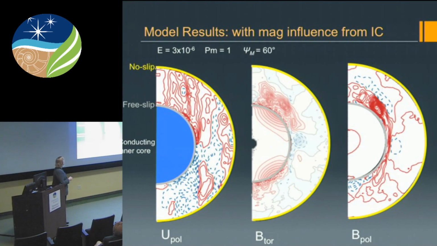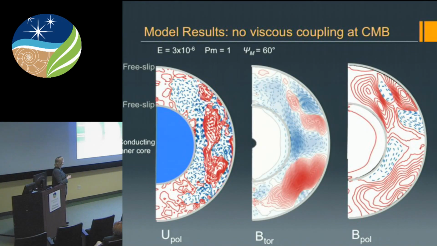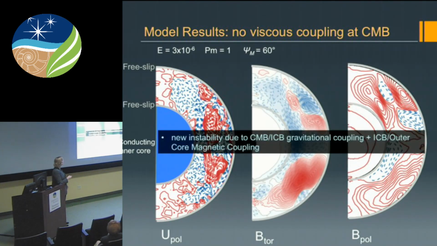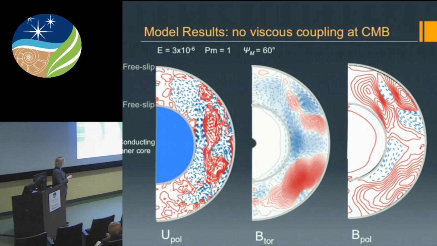Okay? Then, as a test, we said, well, what if we take that outer boundary and make it free slip, essentially decoupling the mantle, which is out here, from the core at that outer boundary. So now the only way that the mantle's precession is being felt by the outer core is through its influence on the inner core, through that gravitational locking. And we did this, and what we found was we got even more magnetic field generation.